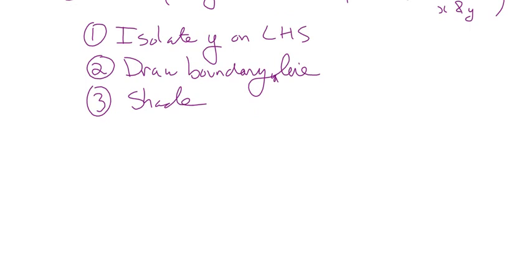Okay, so let's start with one that's nicely isolated for us. Say y is greater than or equal to 2 thirds x plus 4.